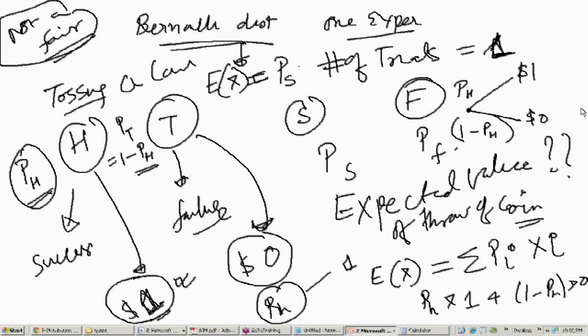Also, that is valid for a fair coin. Here the coin we have taken is unfair. We are not saying that the probability of H is 50%. It can be anything. Let's say the probability of H is 0.2 or 0.3.